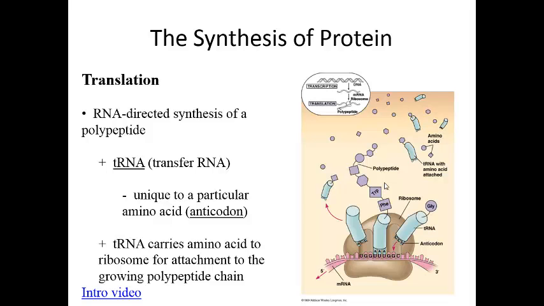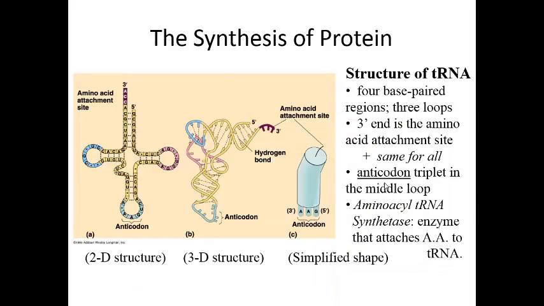The process of translation is going to use a second type of RNA called tRNA, or transfer RNA, and tRNA is responsible for bringing the actual amino acids over to the ribosome. If we look at the tRNA, there are two important regions. On the bottom of the tRNA we have the anticodon, and the anticodon is going to be complementary to the codons of messenger RNA. On the other side of the tRNA we're going to see the amino acid attachment site. That's going to be the part that carries the amino acid.